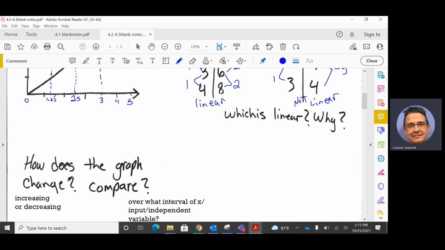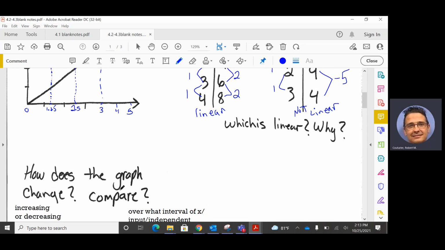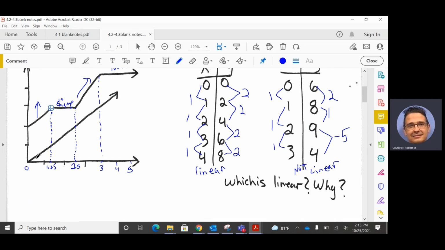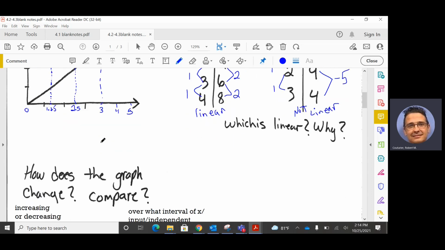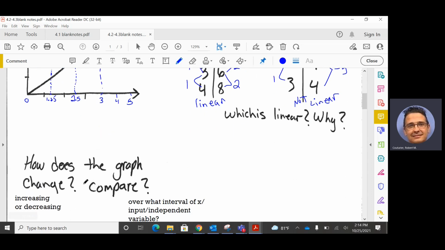So when we want to look at this again, how do graphs change? How do graphs compare? We're looking at these intervals here, guys. Look, this bottom graph over its entire interval is constantly increasing. While, as we talked about in this graph, each segment from here to here is one that's increasing, then staying the same, then increasing and staying the same again. So we have to look at these and ask, is each section increasing or decreasing?